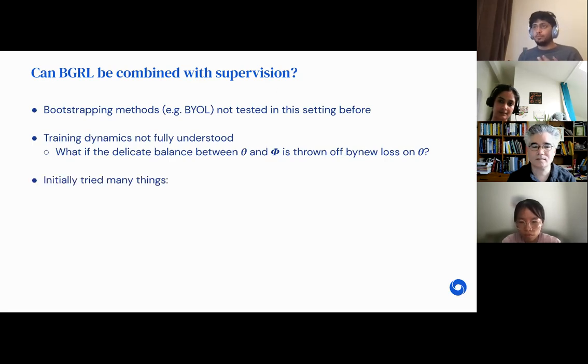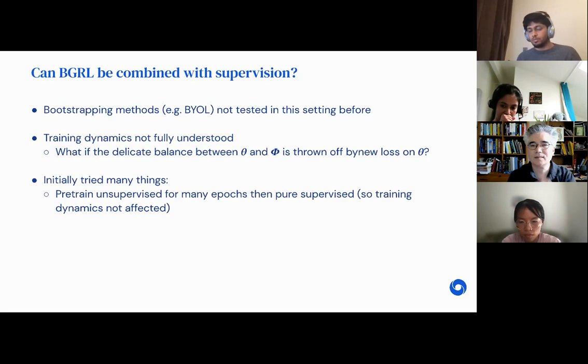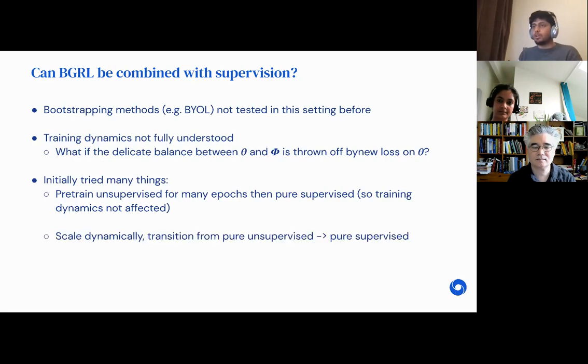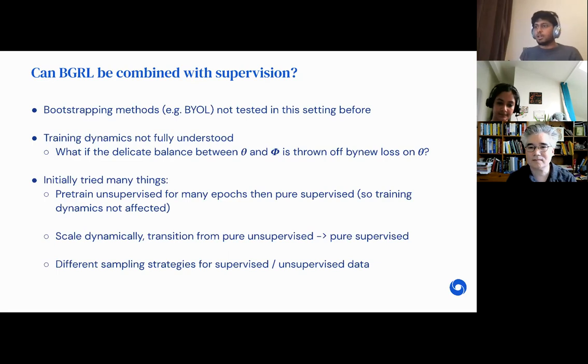And for this, we tried many things initially. Maybe you pre-train for many epochs, purely unsupervised, to get a really good encoder, and then you do pure supervised learning to fine-tune that. Or maybe you have both of the losses the whole time, but you scale them to go from pure unsupervised to pure supervised smoothly. Maybe we need to sample the inputs differently for the supervised and unsupervised data, and lots of different questions.